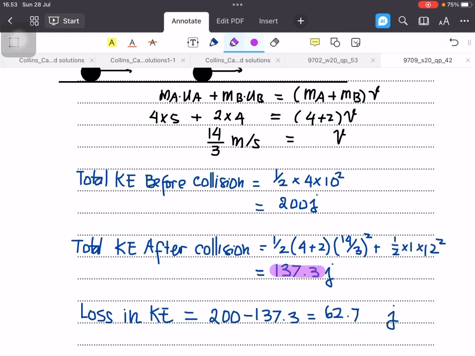The total kinetic energy of the system is 137.3 joules. Therefore, the loss in kinetic energy is the initial kinetic energy of the system minus the final kinetic energy of the system after the three collisions. The result is 62.7 joule.